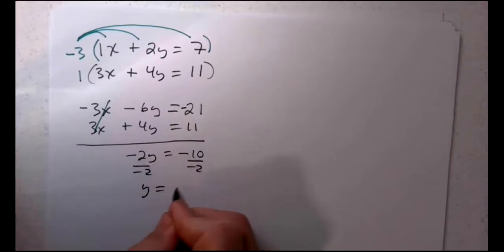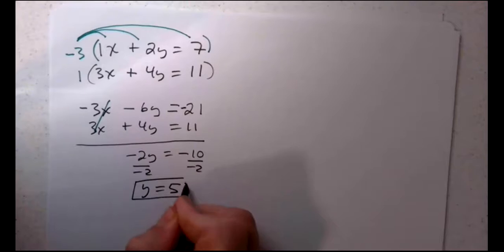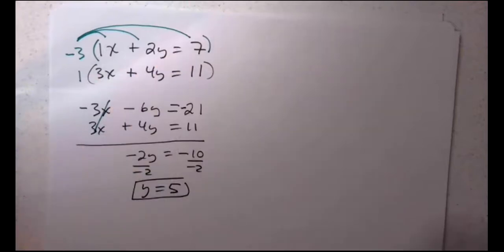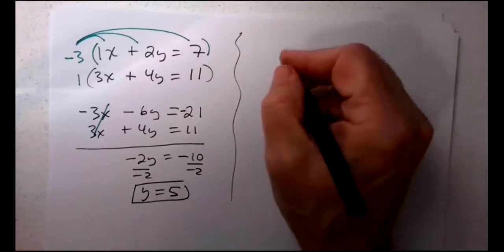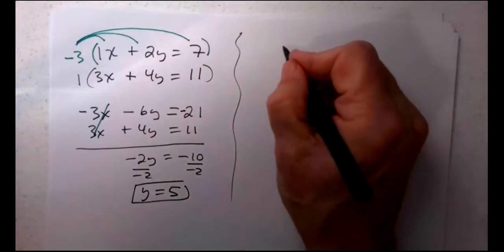And we get y is 5. Now you could plug that 5 into one of your first two equations to solve for x, but I like to eliminate twice. So I'm going to go ahead and solve this problem again with elimination of variables, but this time eliminate the y's.